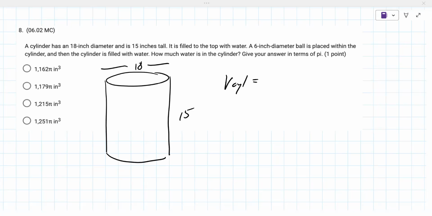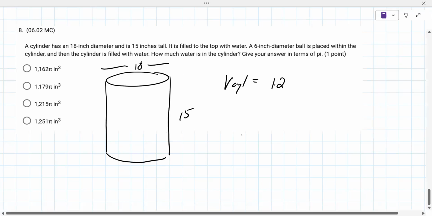And then that would be the base area times the height, which is 15. So 81 times 15. So the volume of that would be 1,215 pi. Okay. So the volume of the original is 1,215 pi. You said that, right?